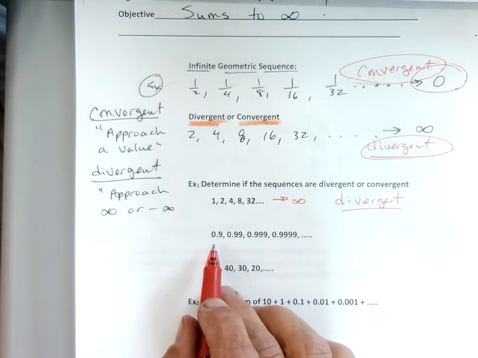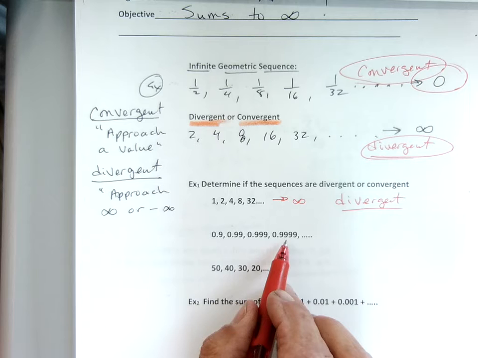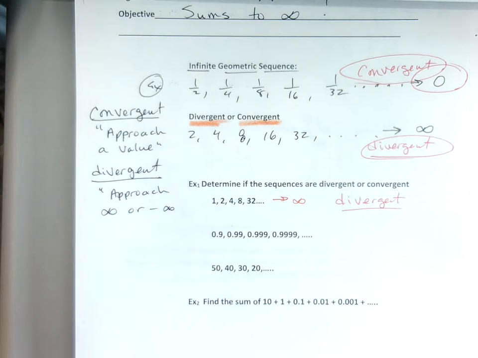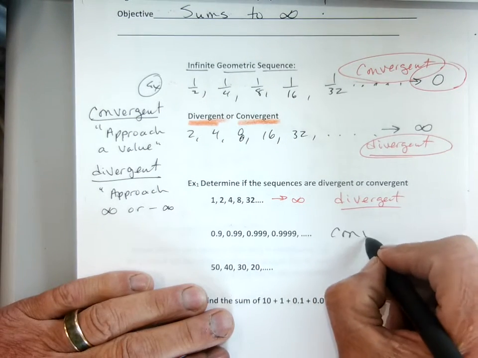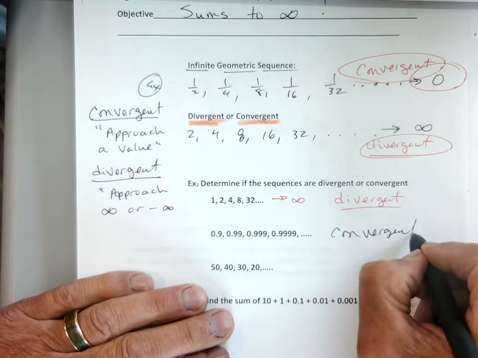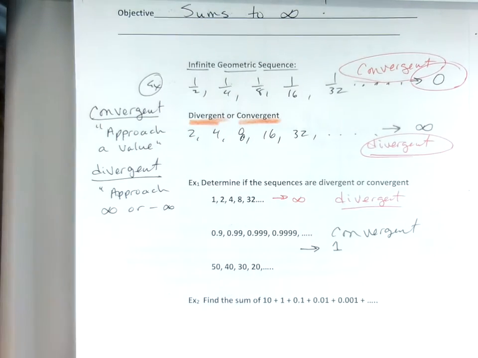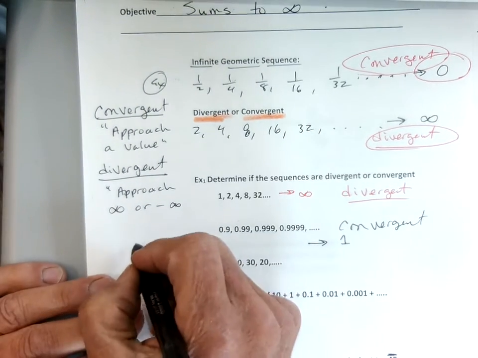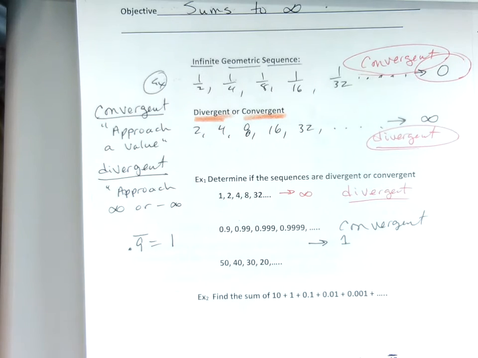How about number 2, 0.9, 0.99, 0.9999, 0.9999999? Yeah, Ellie? Nice. Yes, it is convergent. And it is approaching positive 1. Good job. That's exactly right. It is approaching 1, right? In fact, in math, 0.9 repeating is 1. Well, it is. 0.9 repeating is 1.